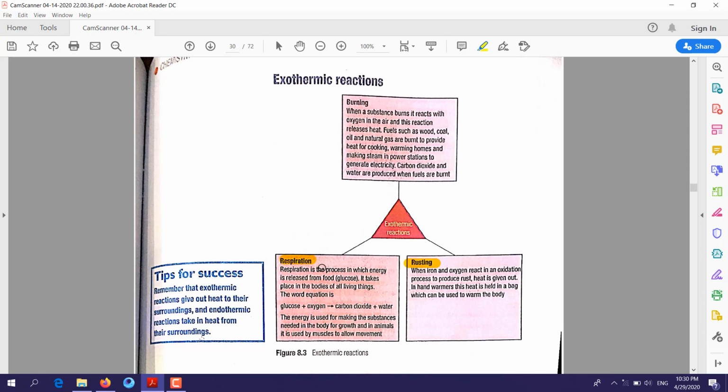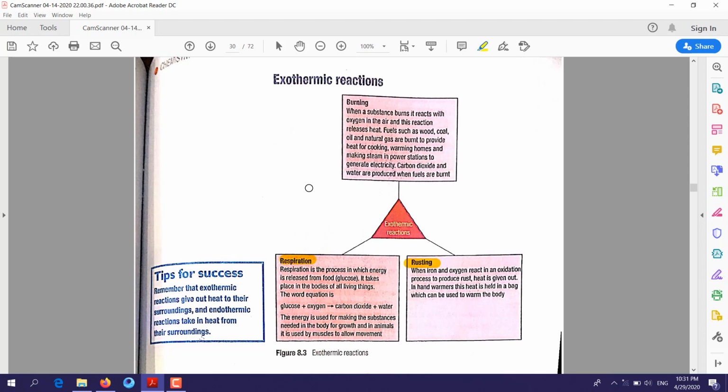Why? What happened? The chocolate that you ate was full of glucose, sugar. When you breathe in, the oxygen that you are breathing will break down the glucose that you ate, and it will release heat. That's why you will feel it's hot. So respiration is also an example of an exothermic reaction.